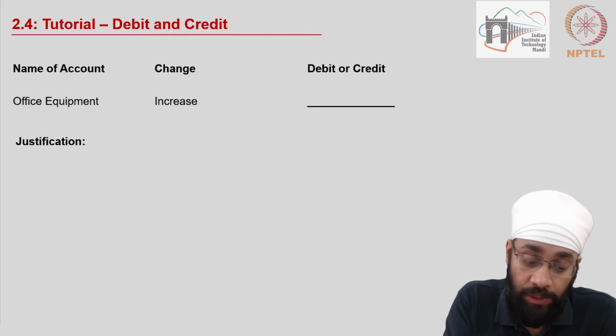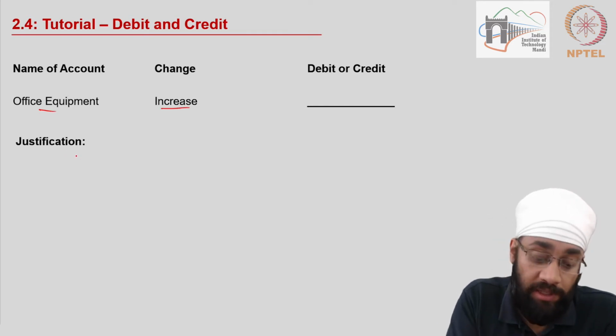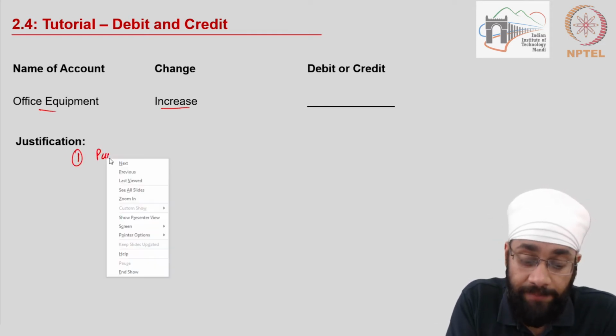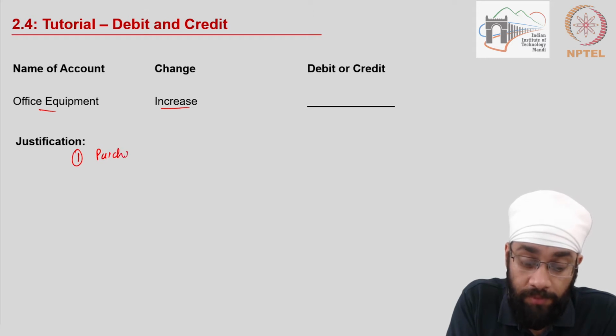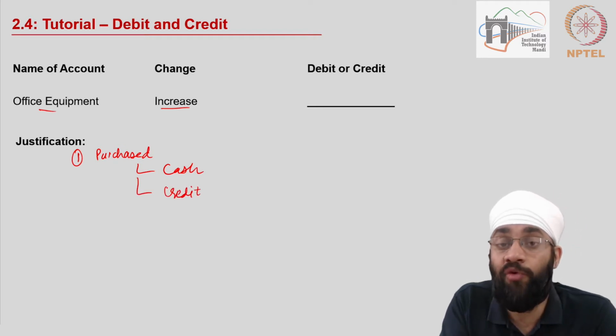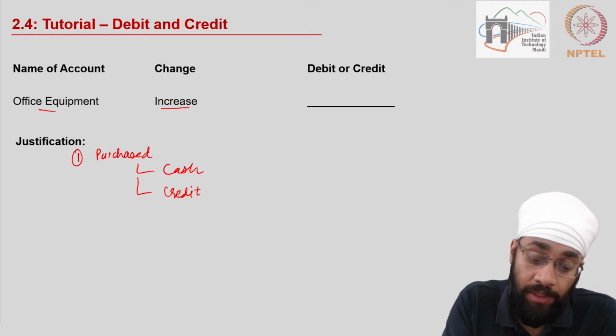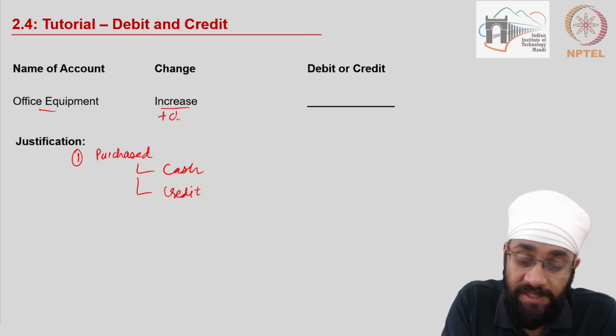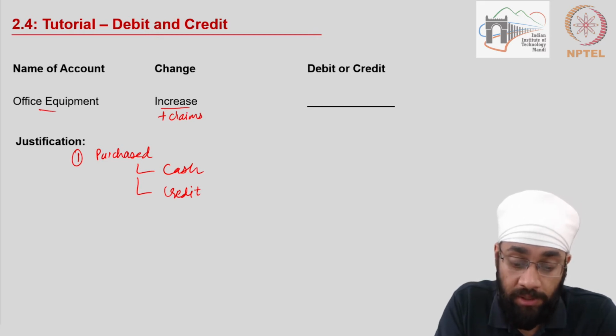Next up is office equipment. Office equipment increase. When does office equipment increase? It increases when you purchase it. You could purchase it on cash. You could purchase it on credit. Right? Does not matter. If you purchase it, then your claims are going up. The business's claims are going up on that particular asset, office equipment in this case, and you will write a debit.